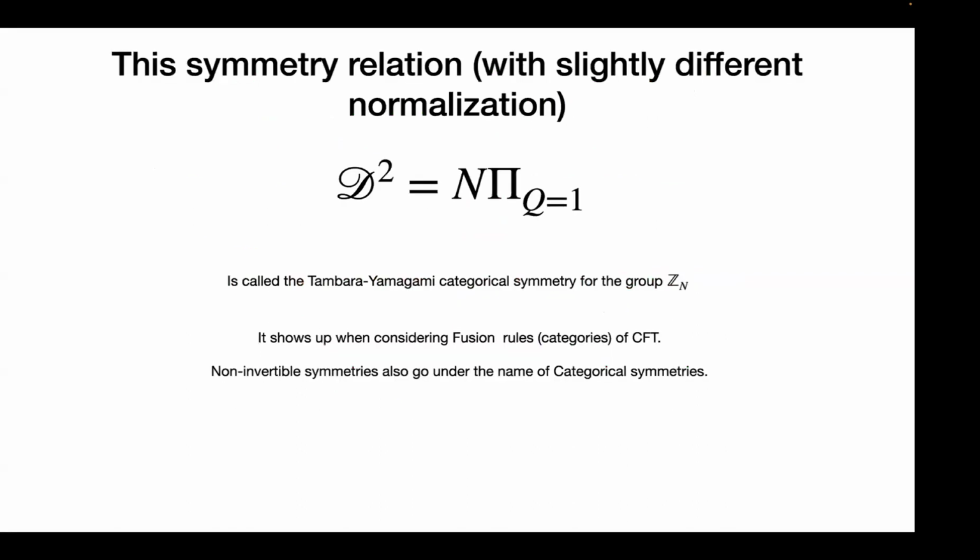Okay. If you use a slightly different normalization for the non-invertible symmetry, this is what people call the Tambara-Yamagami categorical symmetry for the group Cn. Okay.